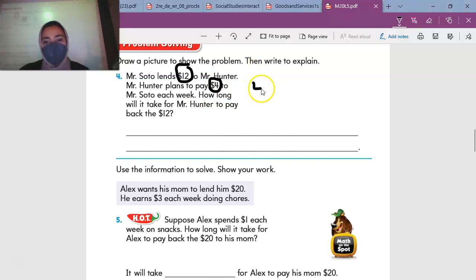So let's see. We're counting by 4s. 4. What comes after 4? 8. Then what? 12. Good. We're counting by 4s. Oh, let's all count together. Count by 4s. 4, 8, 12, 16, 20, 24, 28, 32, 36, and last comes 40.